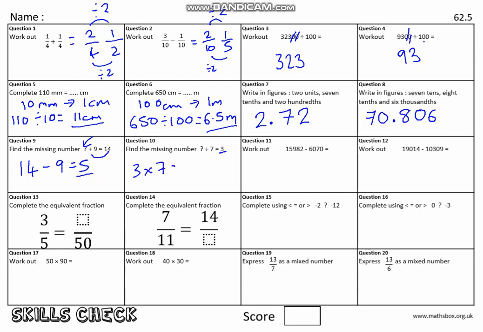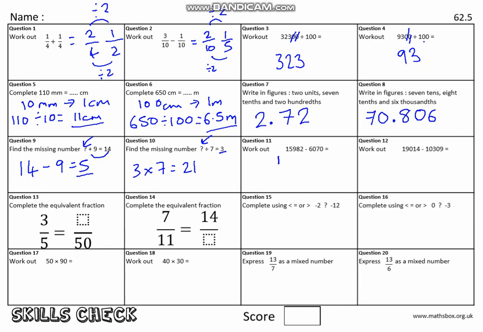So 3 times 7 equals 21, okay? So now I can test it, pop my 21 in the question mark, then if I divide by 7, how many 7s fit into 21? Well, it's 3, so I know that that's correct, okay?